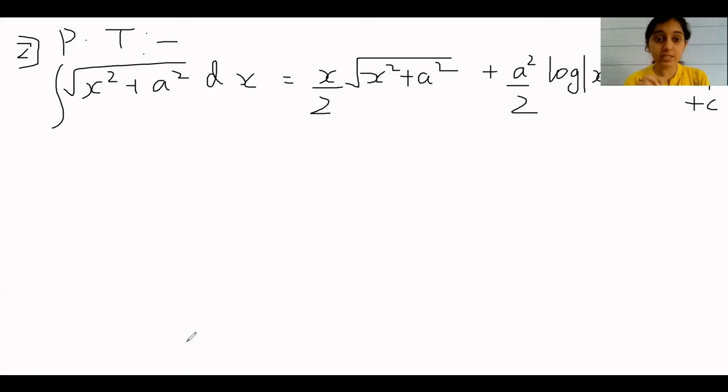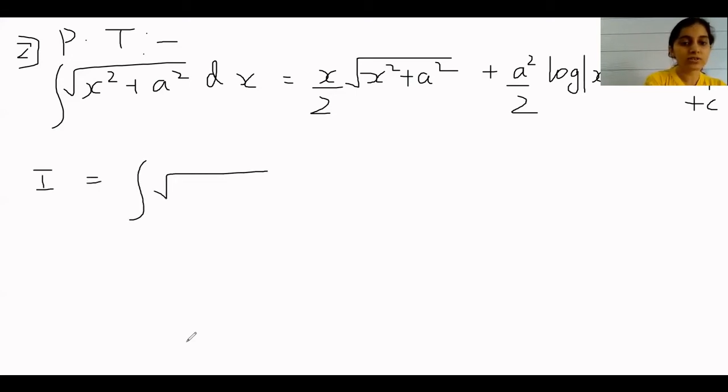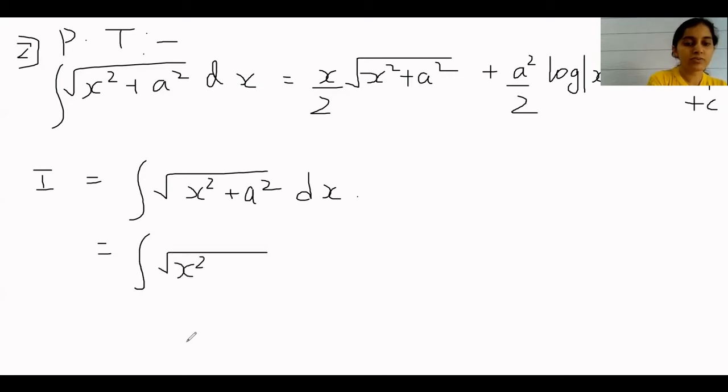Similar method, we'll take the second function as 1, and we'll use integration by parts. So let us begin. Let us say that I is equal to integration of root of x square plus a square dx. Second function is not there, so let us make the second function as 1. This is u into 1 dx. So we have this as u and this as v.